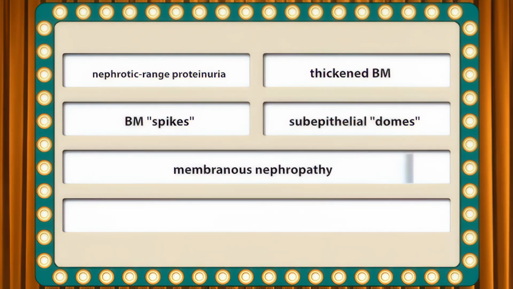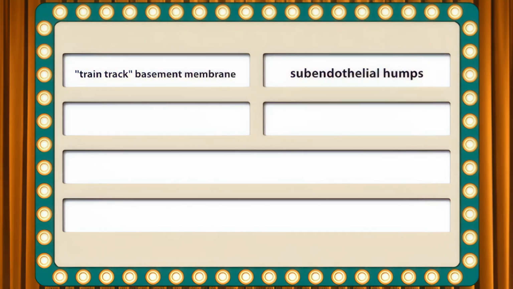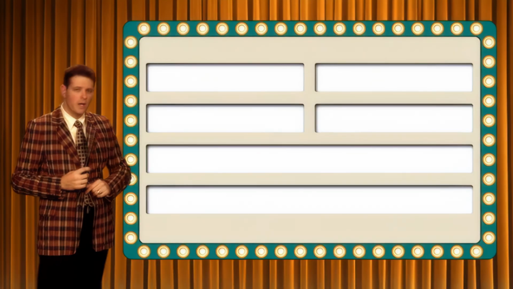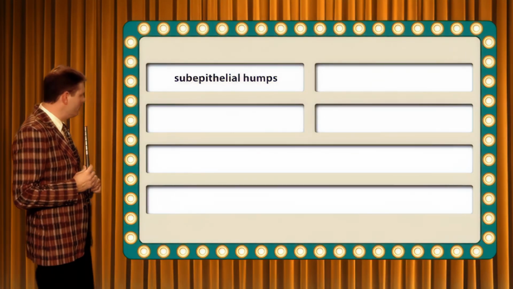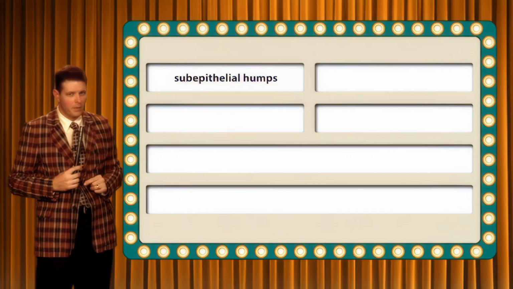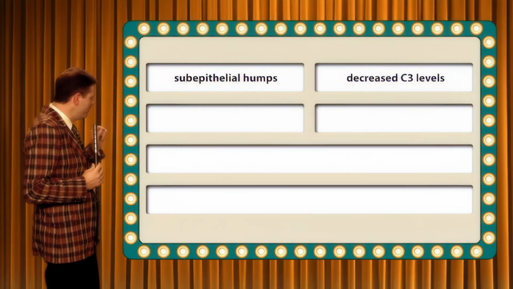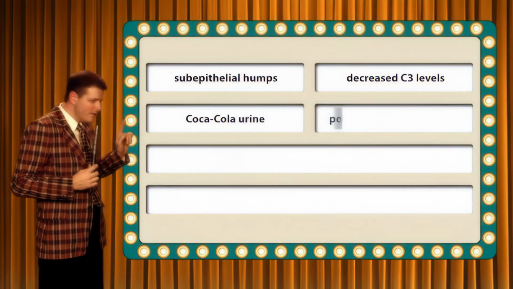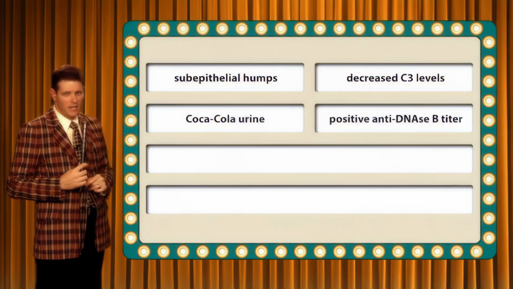That's membranous nephropathy. Next one: tram track basement membrane, subendothelial humps, mesangial cell proliferation, and hepatitis B. This one's membranoproliferative glomerulonephritis. All right, next one: subepithelial humps, also known as those lumpy bumpy deposits, decreased complement 3 levels, Coca-Cola urine, and positive anti-DNase B titers.